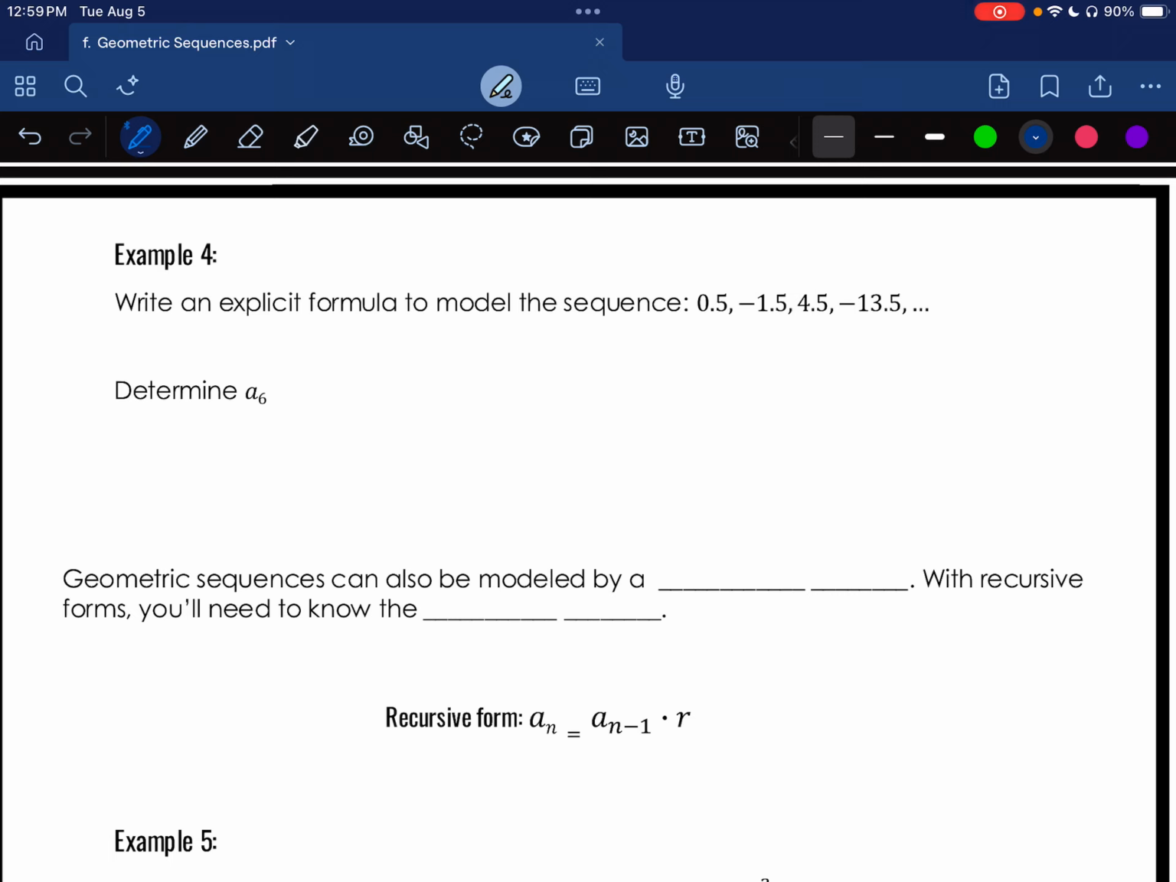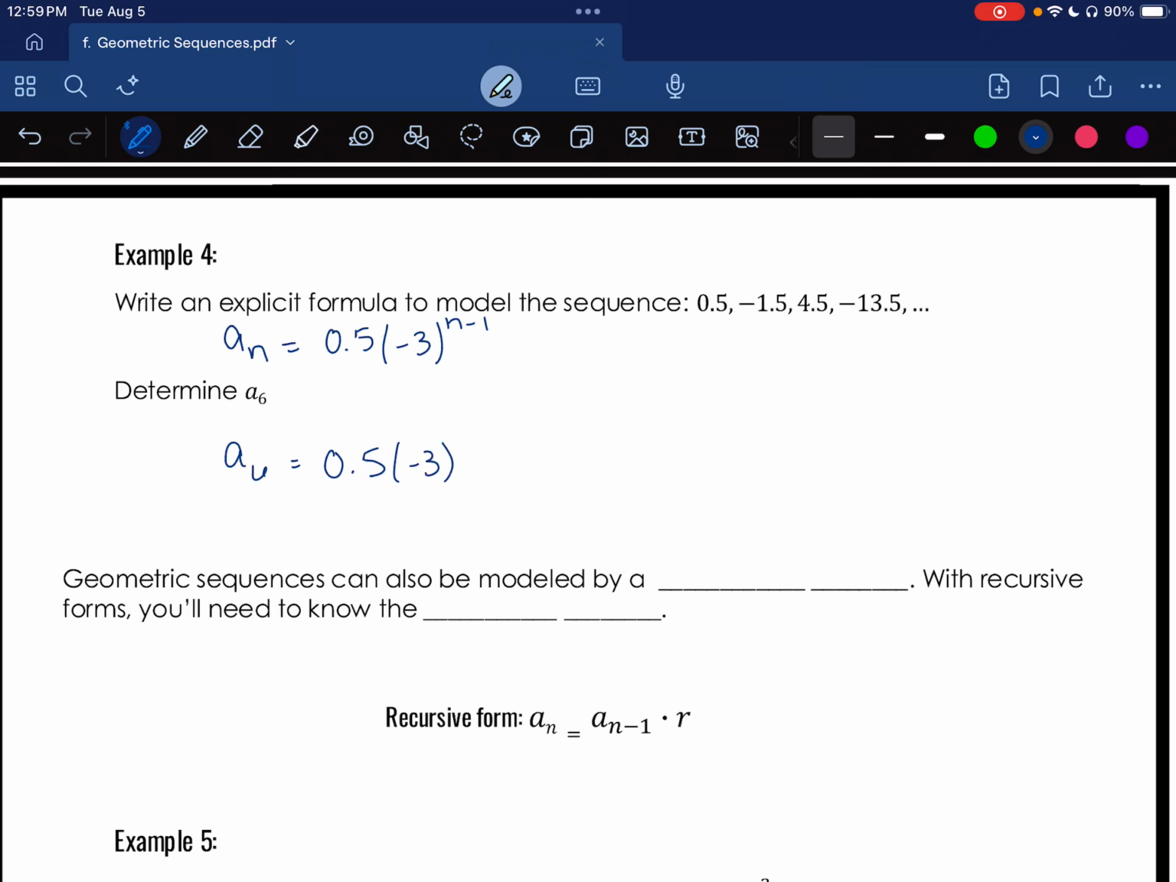All right, so you may have discovered that a sub n is equal to 0.5, right? That was our first term. And it's being multiplied by -3 to the n minus 1 power. All right, now to determine a sub 6, what we do is we plug 6 into our function. So it'd be 6 minus 1, to the 5th power.